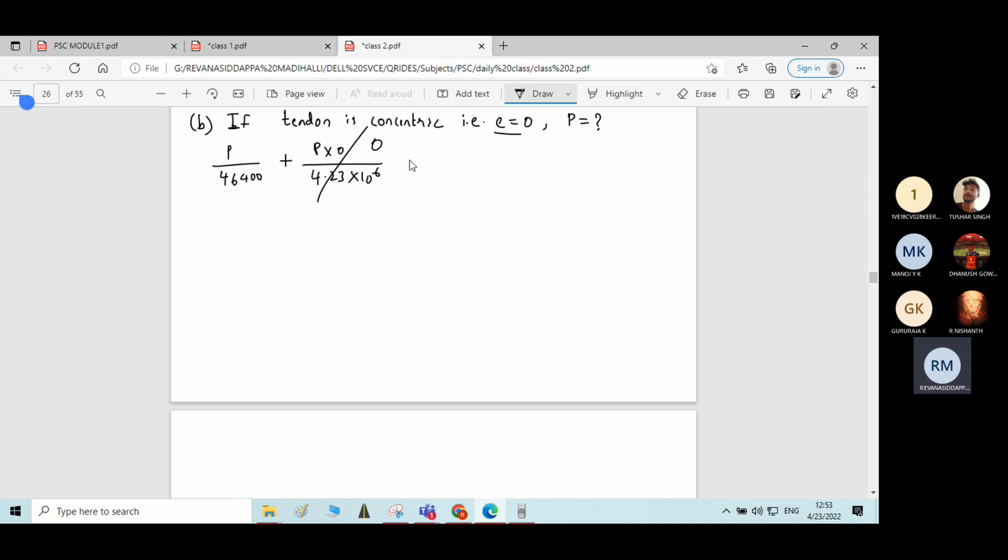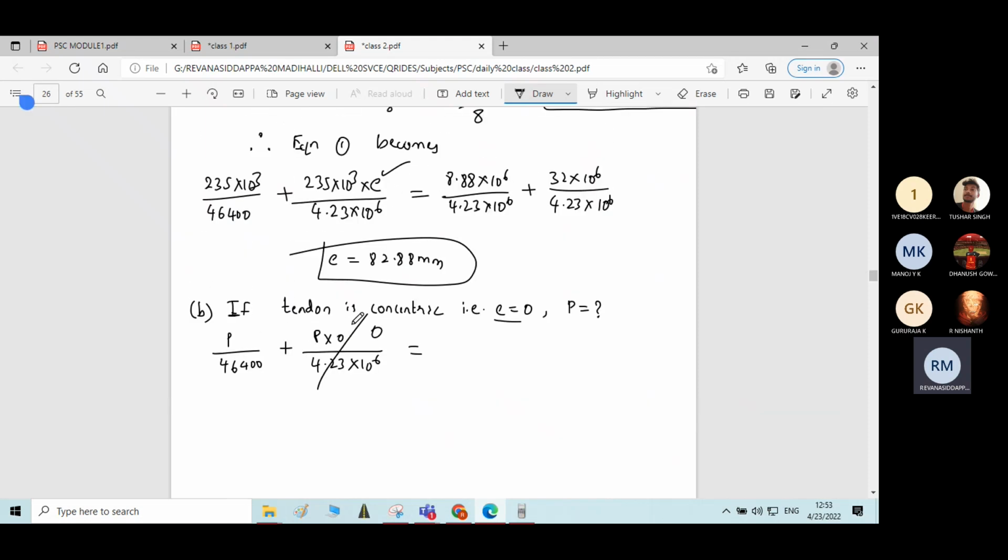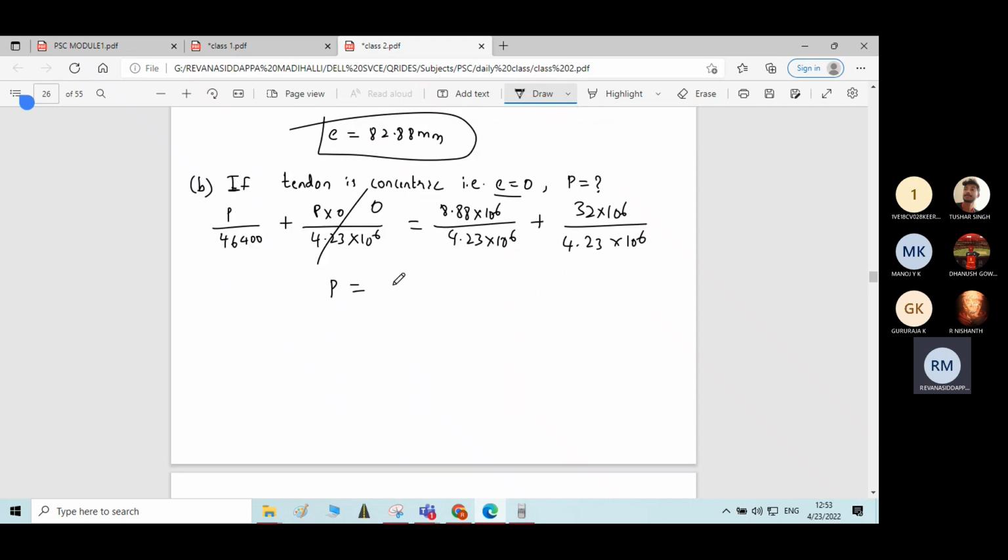Correct? It is equal to Mg by Z, and then the same terms: 8.88 into 10 power 6 divided by 4.23 into 10 power 6, plus 32 into 10 power 6 divided by 4.23 into 10 power 6. By this you can work out the magnitude of the concentric force required to maintain zero stress at the bottom fiber. If you work out the answer, it will be 4.48 into 10 power 6 Newton. In terms of kilonewton, it will be 4.48 kilonewton. Please check the answer. If you get any other answer, let me know.